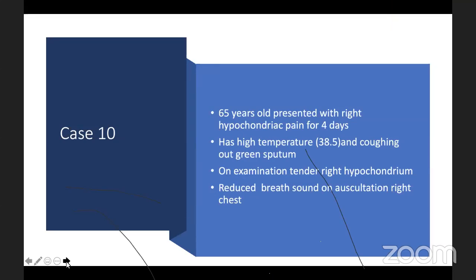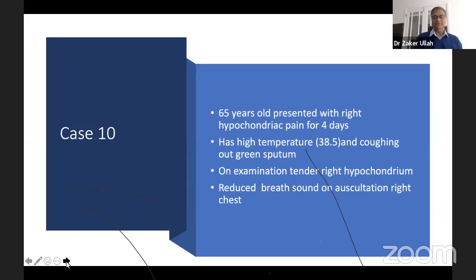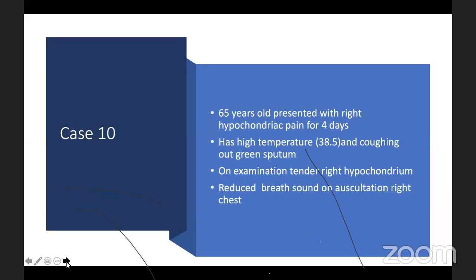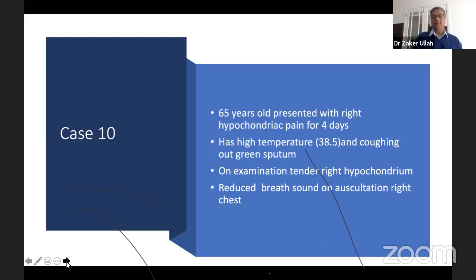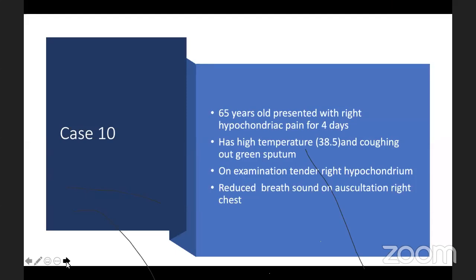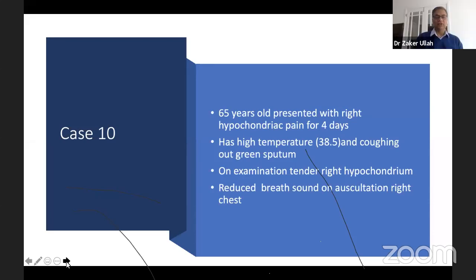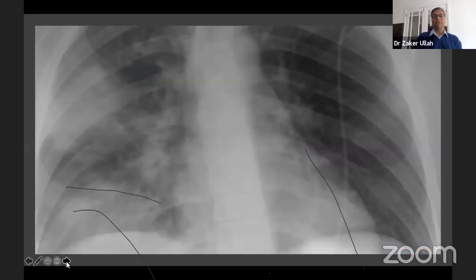It could be a liver abscess. Good. And what else? Hydatid cyst. It could be. High temperature, 38.5, coughing green sputum, and on auscultation, right chest sound is reduced. Lower lobe pneumonia can also be. Very good. So what does the X-ray show?